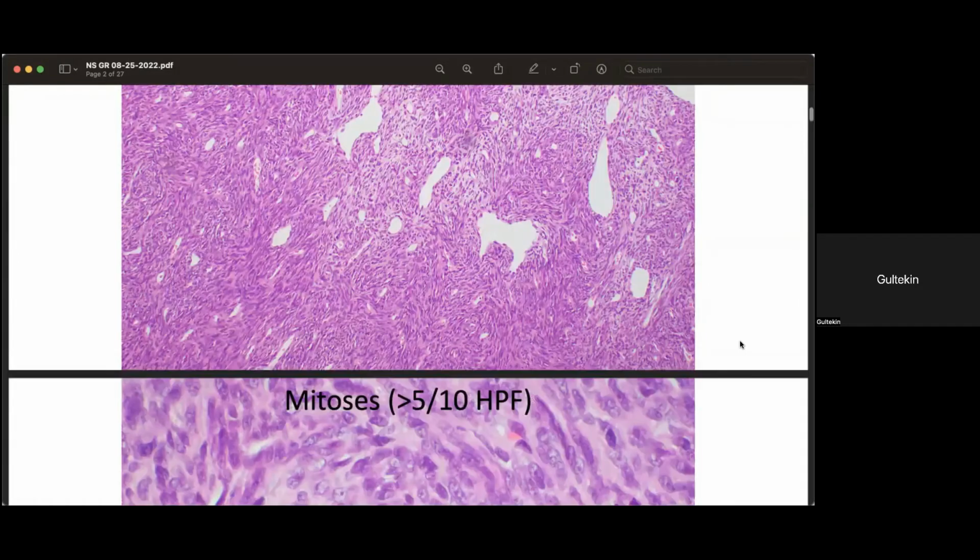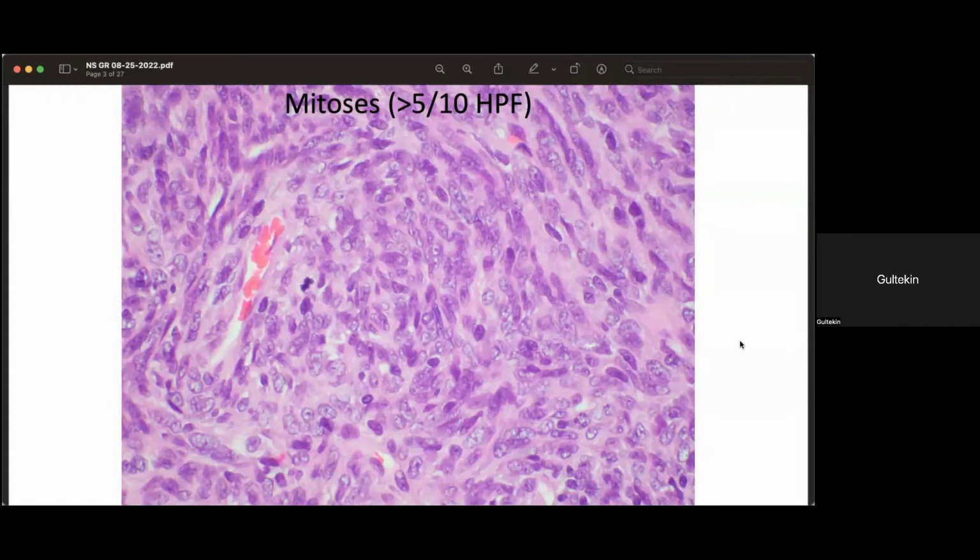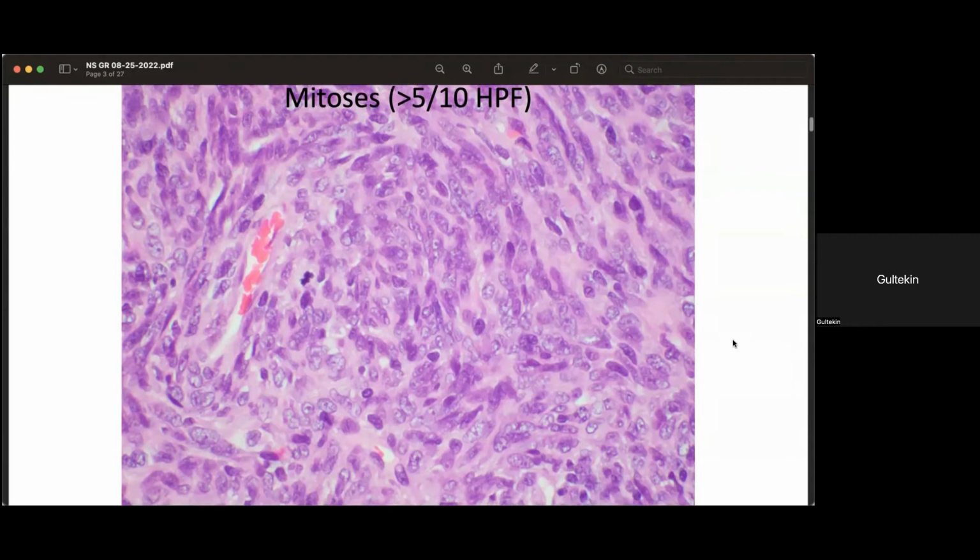Next. And so here you can see the plump cells and a few mitotic figures. There's a mitotic figure close to the blood vessel on the left middle section. Here in this case, the mitotic figure count was more than 5 per 10 consecutive high power fields. Therefore, this affects the grade, makes it grade 3.